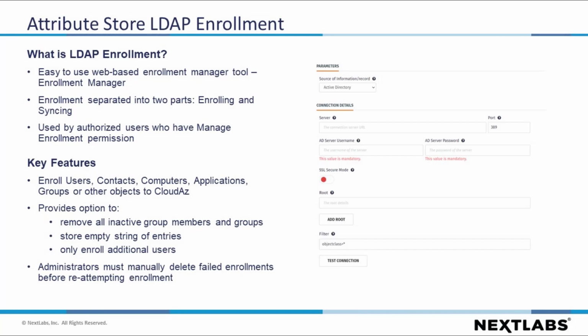Enroll users, contacts, computers, applications, groups, or other objects to CloudAz. It provides an option to remove all inactive group members and groups when enrolling. It also provides options to store an empty string for entries in a data source without an attribute mapping. Administrators must manually delete failed enrollments before reattempting the enrollment.